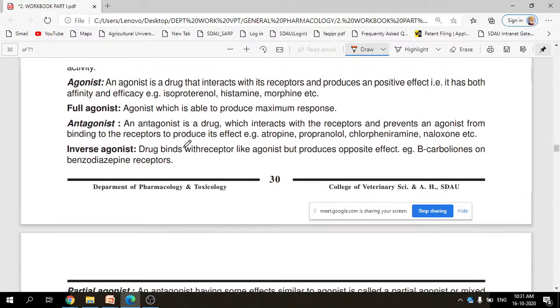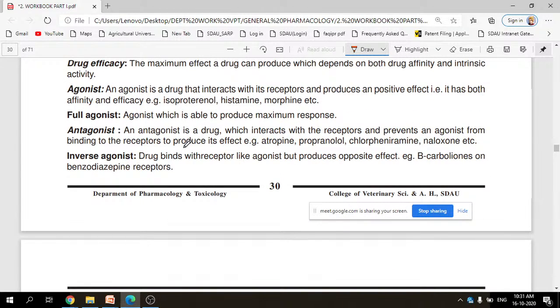Then agonist, already I have explained, is a drug that interacts with its receptors and produces a positive effect. It has both affinity and efficacy. Examples are isoproterenol, histamine and morphine. Agonist means any chemical that binds to a receptor and shows stimulation or a positive effect. If the drug combines with the alpha adrenergic receptors and stimulates them, then that drug is known as an agonist.